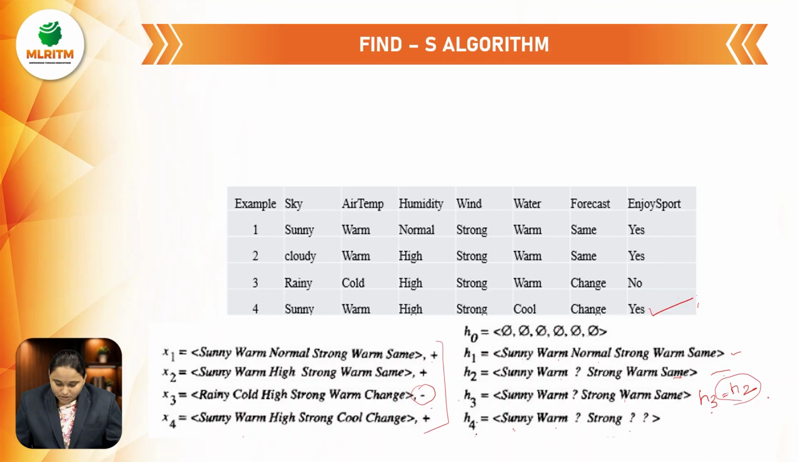The final hypothesis is, what is the final hypothesis? H4 is the final hypothesis. In this, mainly we need to do comparisons. If the same value appears, we need to write the same. If a different value appears, we need to replace it with the question mark. If sunny is same, H2 is also sunny, so we need to write sunny only. If warm is same, we need to write warm. That's the thing.